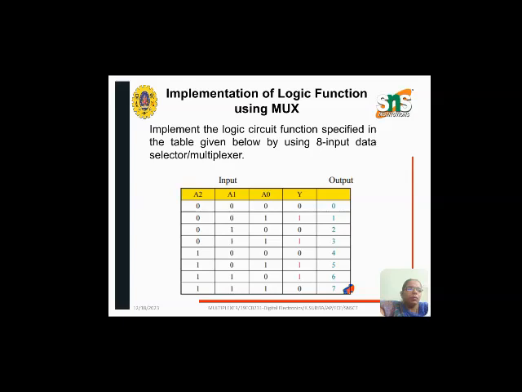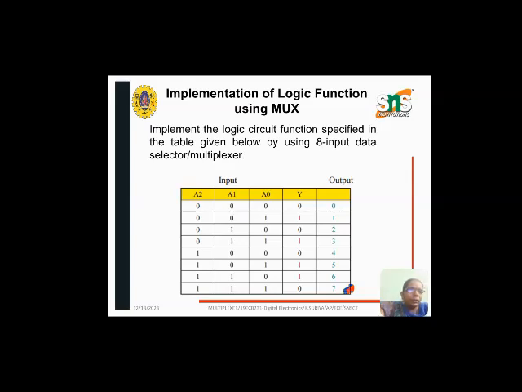Let us see how you can implement a logic function using a MUX. So this is an example where you are having 8 inputs which is represented from 0, 0, 0 to 1, 1, 1. The corresponding Y output is shown here. So you are having Y as 1 only for first, third, fifth and sixth inputs.